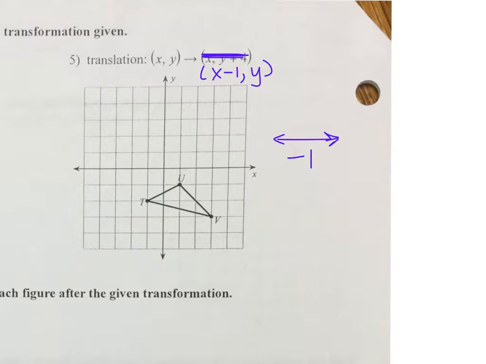So this U has got to back up 1, minus 1 on the x-axis. The T has got to back up 1. And the V has got to back up 1. So that is what a translation looks like when it's x minus 1 and the y stays the same.